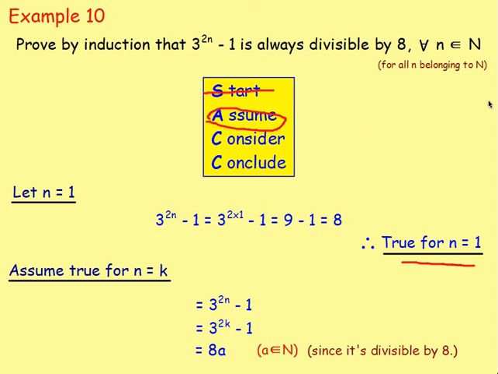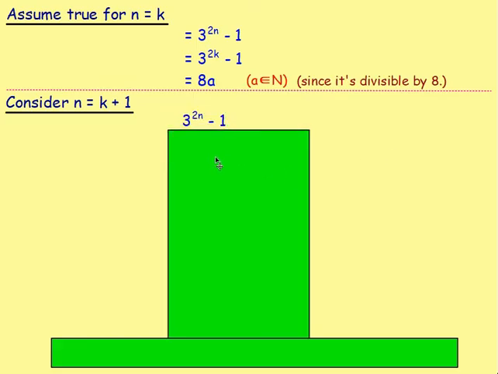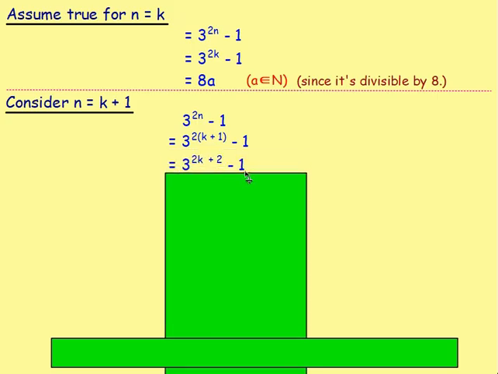Where do we go next? Well, we want to consider. What do you consider? Good, you consider n equals k plus 1. So now you're taking the 3 to the power of 2n take away 1, and you're considering n equals k plus 1. So replace n with k plus 1. So we've got 3 to the power of 2 times k plus 1, and we'll still get this take away 1. Where do we go from there? Well, let's just multiply out the brackets. So that's 3 to the power of 2k plus 2, take away 1.